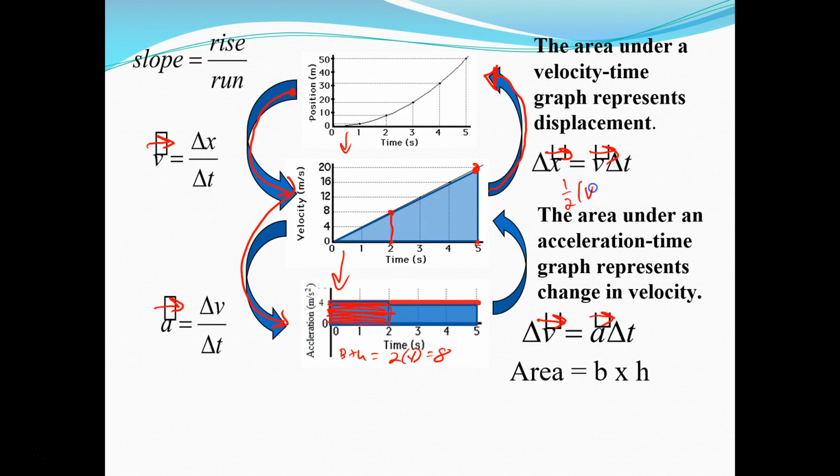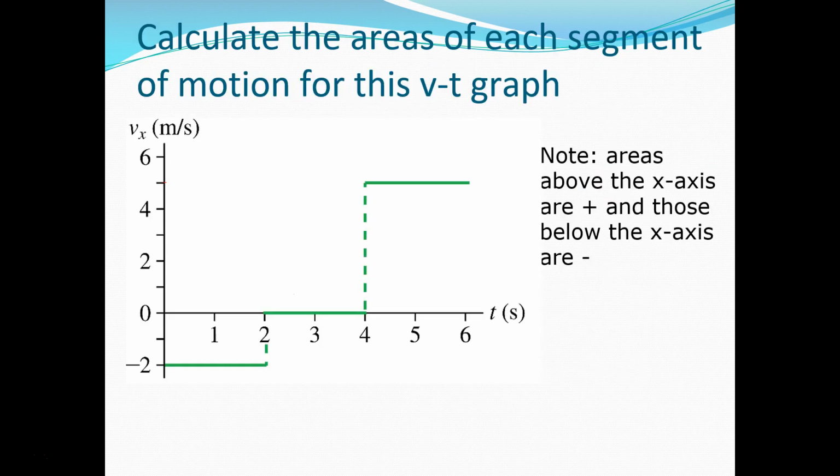So it'll be 1/2 our velocity times time, 1/2 times 20 times 5, which is actually going to give us 50 meters. And if we go to our position versus time graph at 5 seconds, we find that we are indeed at 50 meters. Pretty nifty. This might come in handy one day.